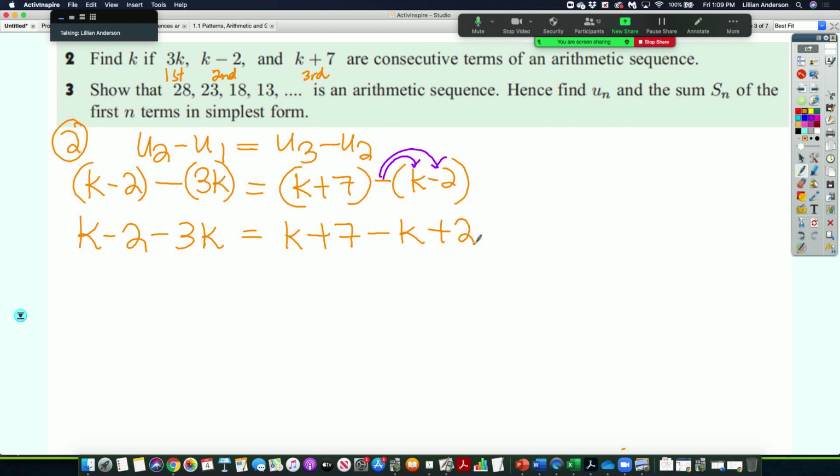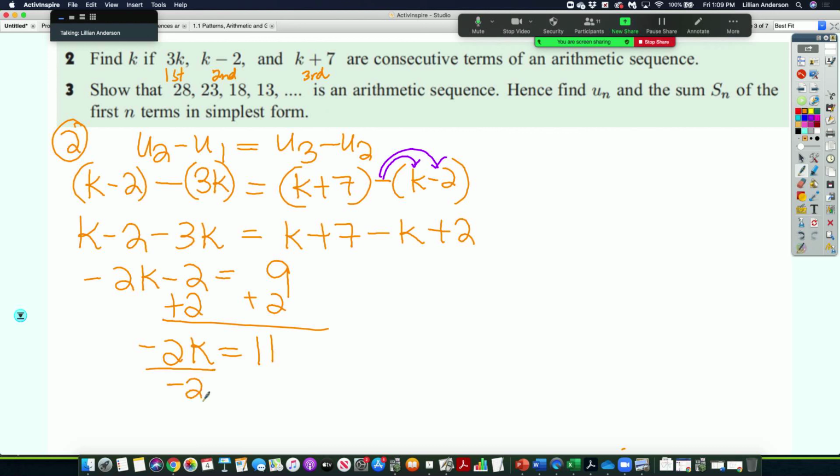After that, I can combine like terms. My k's cancel out on the right side. And then I can solve for k. I'll add 2 to get negative 2k equals 11. And then I'll divide by negative 2. And k is either negative 11 over 2 if you leave the answer exact, or if you converted to a decimal, it should have been negative 5.5.